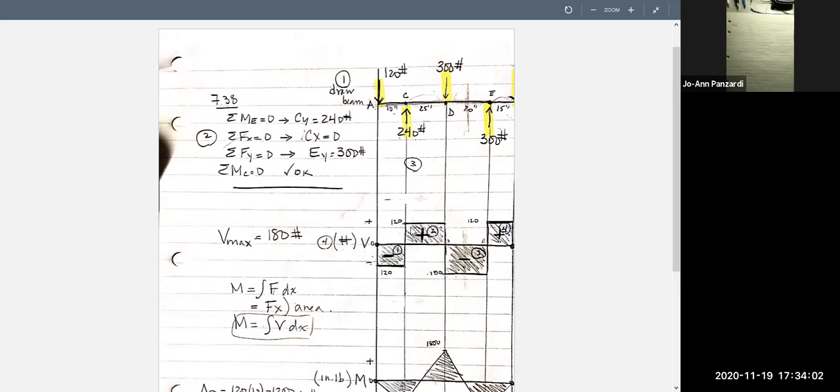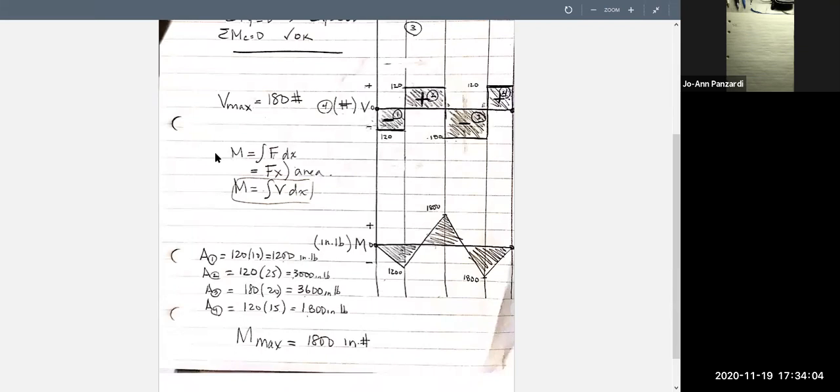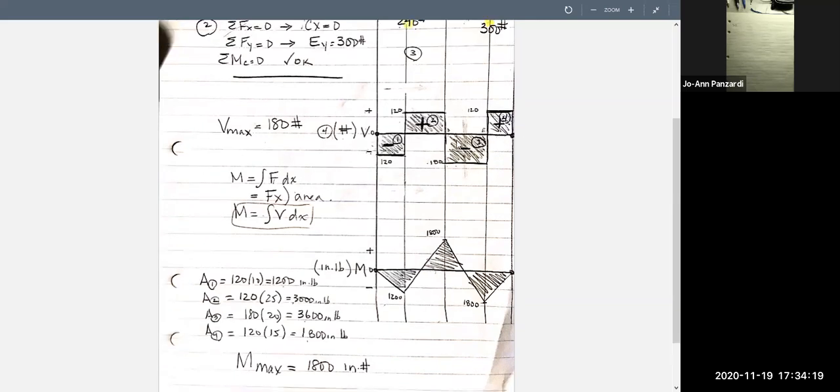Then we learned from distributed loads that the moment is really the integral of the force, right? That's really the area, and V, the shear, is a force. So what we did is we shaded the regions, and then I called them regions 1, 2, 3, and 4.